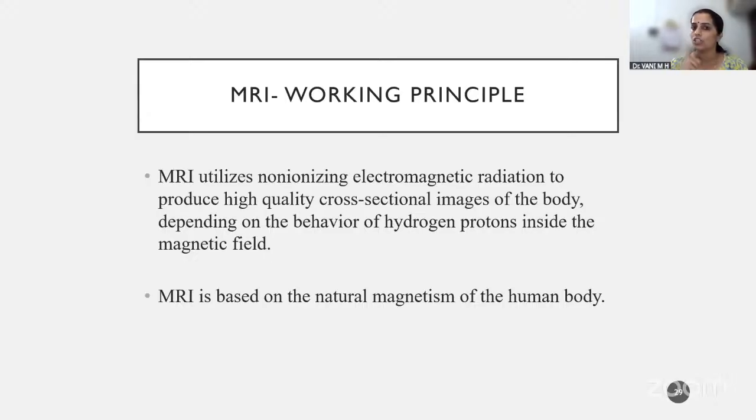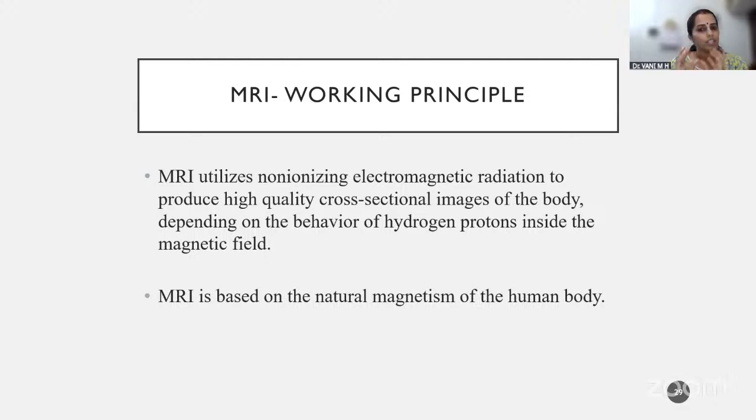When a charged body moves, it generates some electric current. When there is an electric current, obviously there is a magnetic field around it. So all the ions in the body with a spin, whichever is moving, have a small magnetic field around them. Since water is abundant in our body, we are mainly highlighting H+ ions and utilizing the proton density of H+ ions for imaging. That is what is happening in MRI.